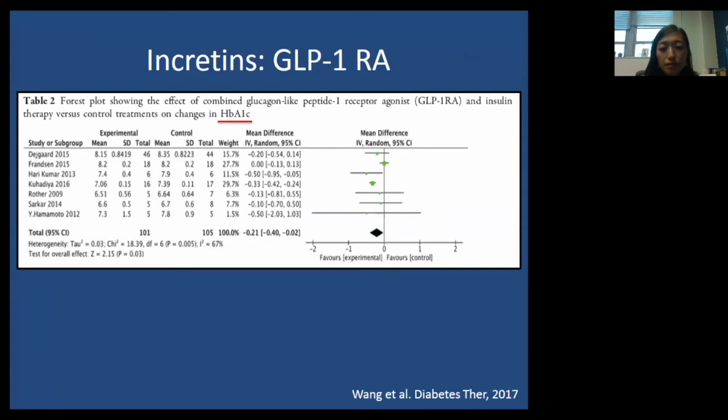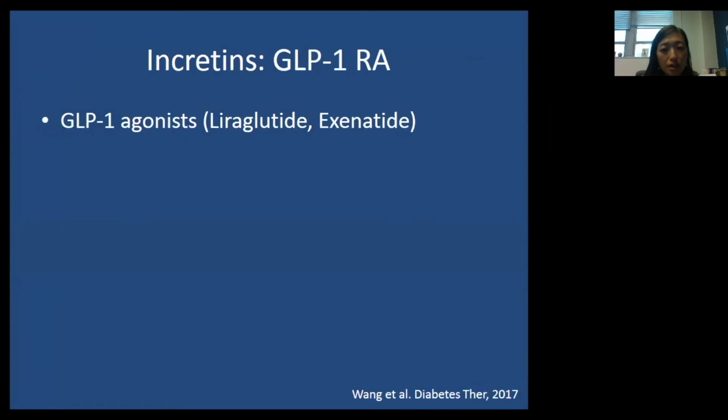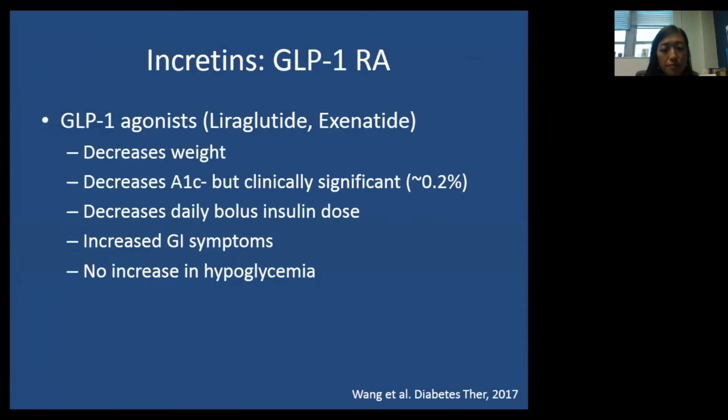So the other agents that have been studied are the GLP-1 receptor agonists. So this is like your exenatide, liraglutide, those types of agents, the once-a-week injections or the daily injections. And again, overall, there has been shown some decreased weight, some decrease in A1C, about 0.2%, some decrease in the amount of total daily bolus insulin needed, so your mealtime insulin needed. There is an increase in GI symptoms as we see in type 2 diabetics, and again, no increase in hypoglycemia.